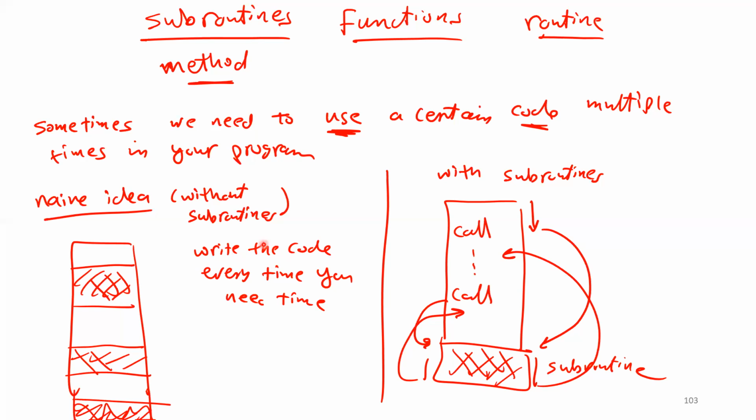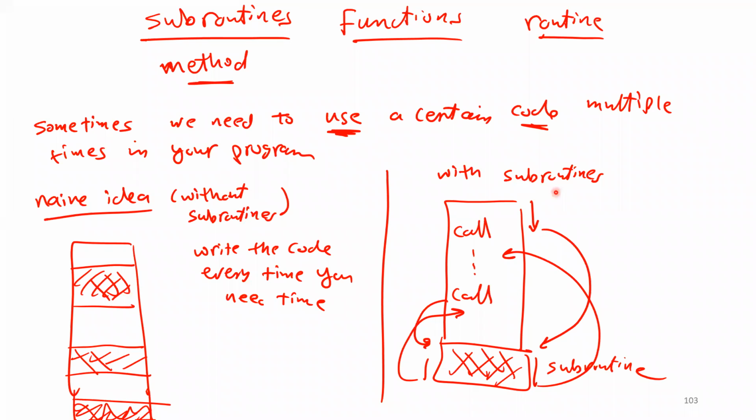Let me summarize in one sentence. In programming, sometimes I have a certain code and I want to use it multiple times in my program. I give you one example: if this code is for reading a number from the keypad, what can we do? The naive idea, or the bad idea, is to just keep repeating. Every time you need the code, you just put it here, right? This is without subroutines.